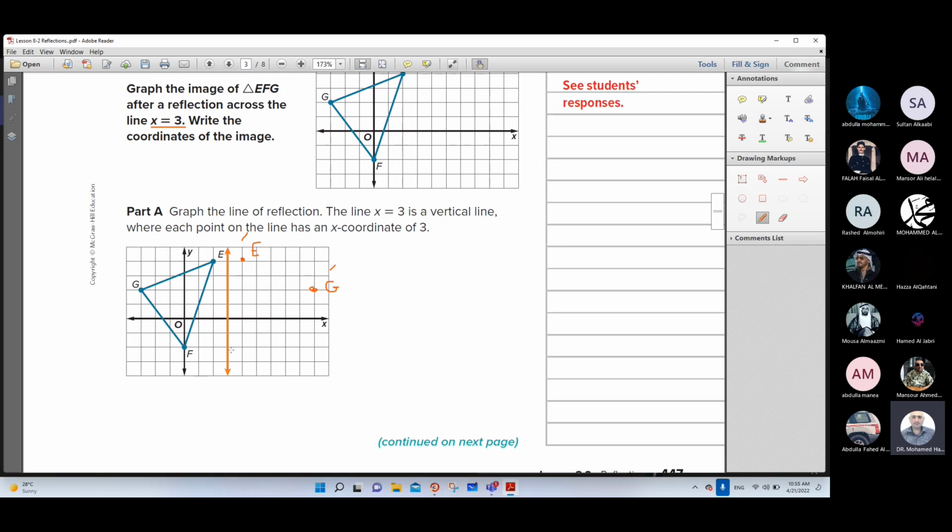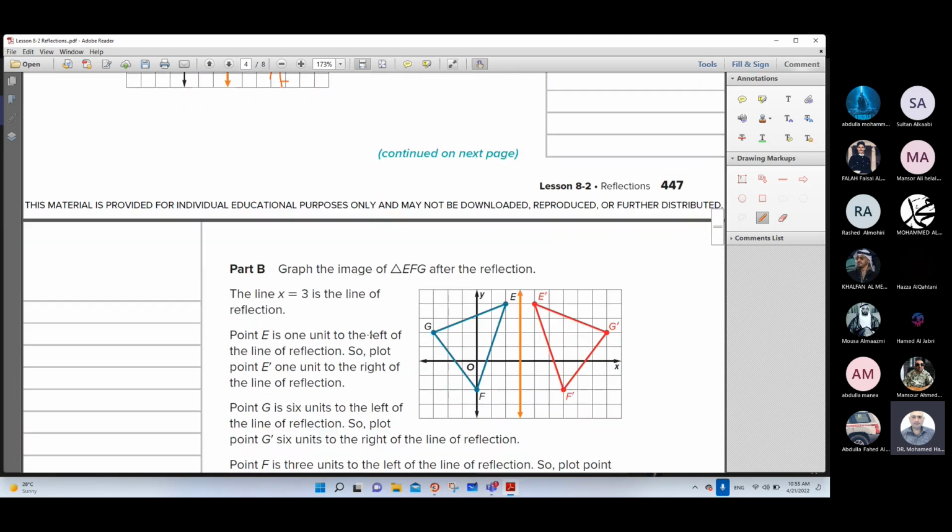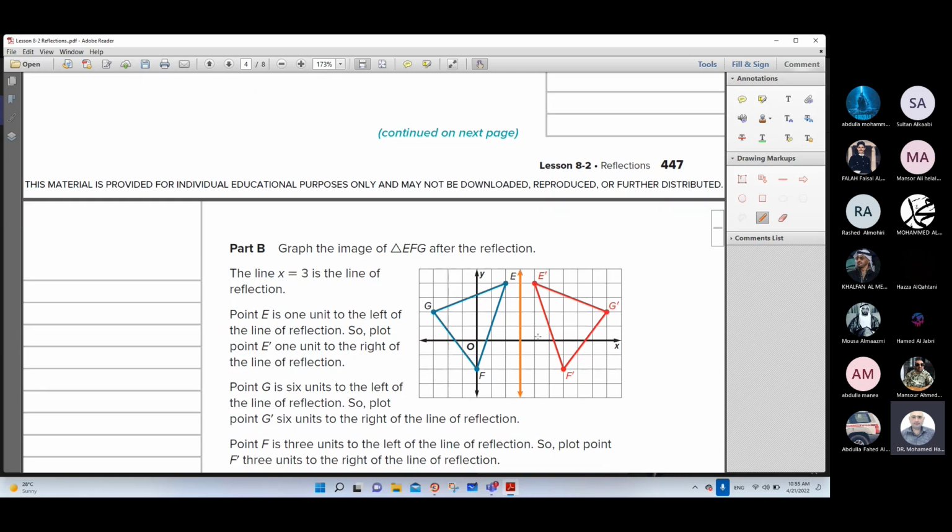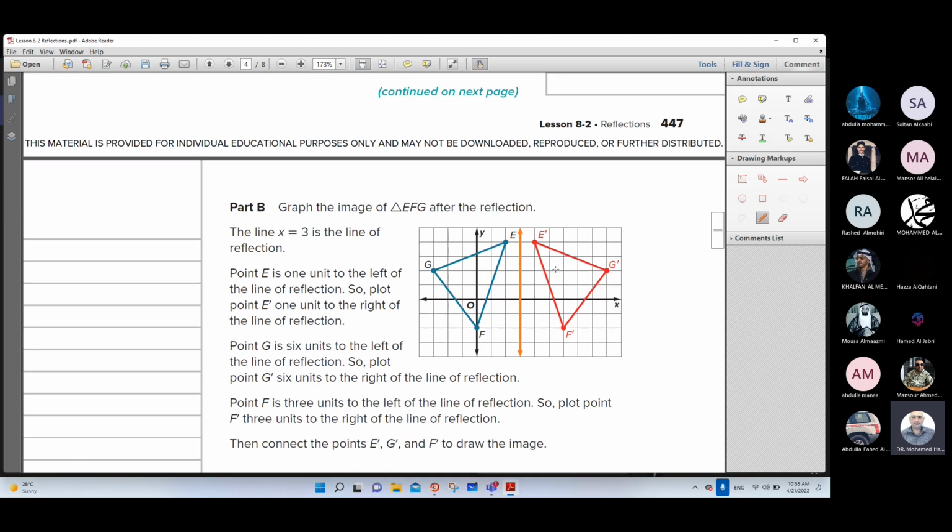And here from F to the line, we have 1, 2, 3. So count 3 units. 1, 2, 3. So this is F prime. Then match between the points, you will get this figure. We have the same size, but the opposite direction. This is the reflection using x equal 3.